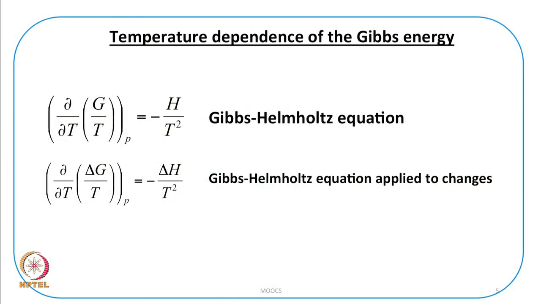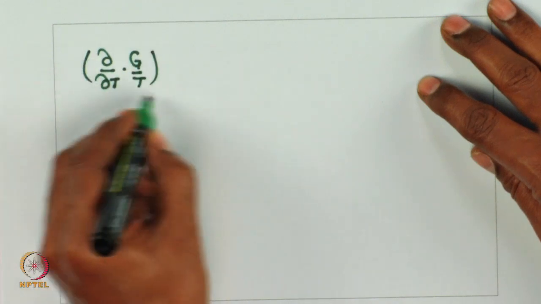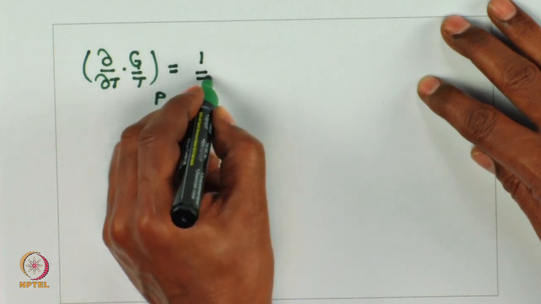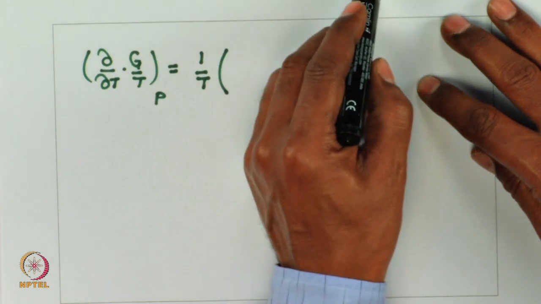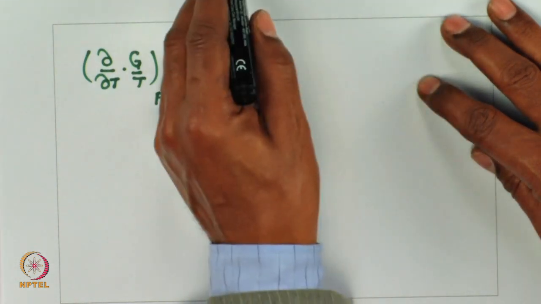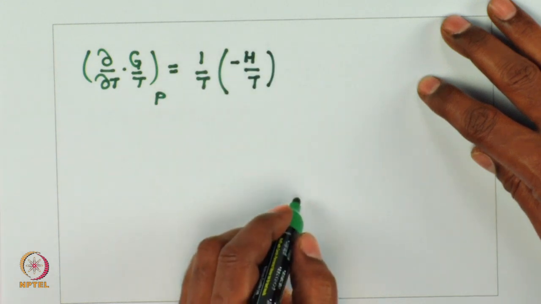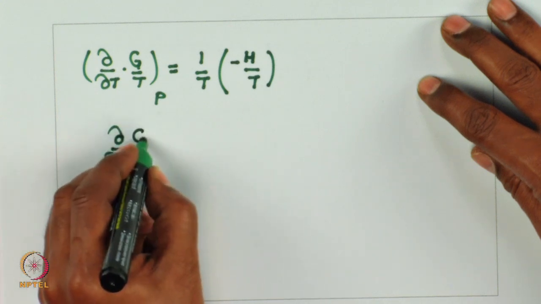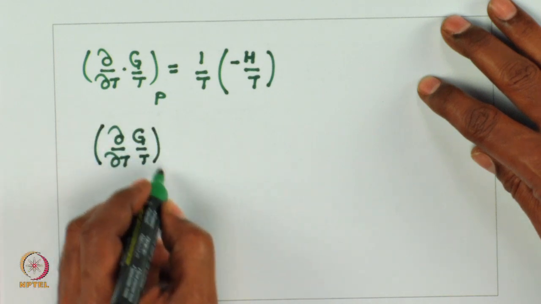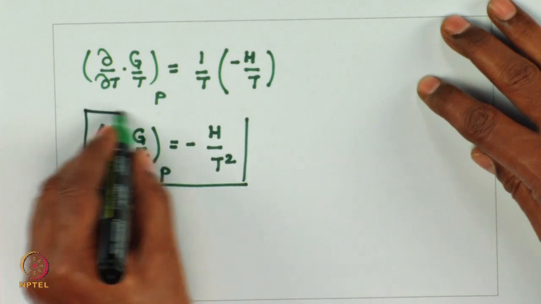And let us now use this information. What I have now is dou T of G by T at constant pressure is equal to 1 by T into, if I use these two, what I get is dou G by dou T at constant pressure minus G by T is equal to minus H by T. So, I have minus H by T. So, now I get this equation: dou T of G by T at constant pressure is equal to minus H by T square, and this is what we wanted to derive.